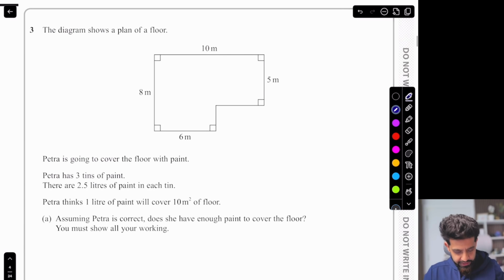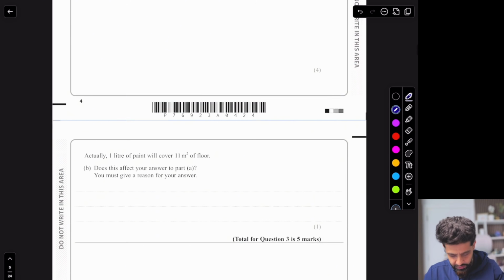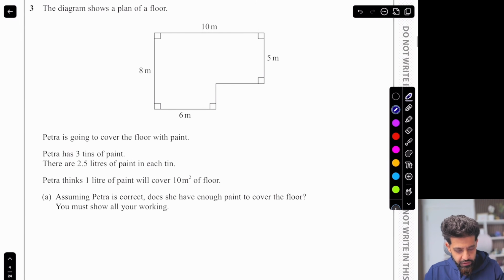Okay, right, next question. Question number 3. How many marks? 4 marks. Okay, actually 5 marks in total. So there's part B to this. Okay, so Petra is going to cover this floor with paint.